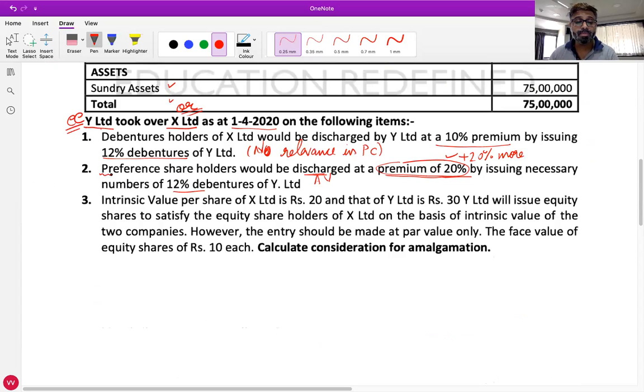We are paying to whom? Preference shareholders. So we have to include it. Though we are giving them debentures, that does not make any difference. What we are giving does not make any difference, but whom we are paying makes a difference. We are paying preference shareholders, so we will include it in purchase consideration. 12 lakhs is the amount payable to preference shareholders. Any doubts in that?